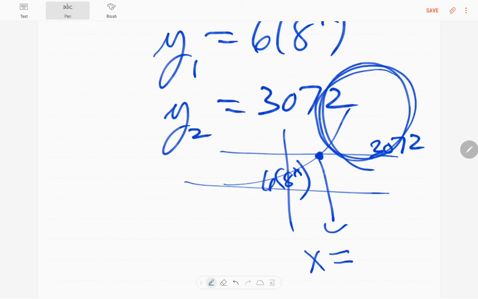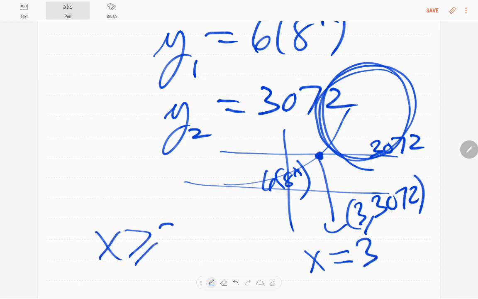Well, let's find the point of intersection. I get 3, 3072. But the only thing you really care about is the x value. So the answer is x bigger than or equal to 3. So those are all the x values where the exponential function is on top. And I believe on the computer you only have to enter the 3. It already gives you the x bigger than or equal to.